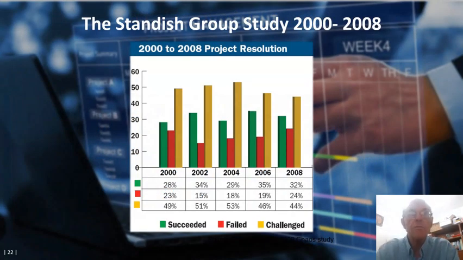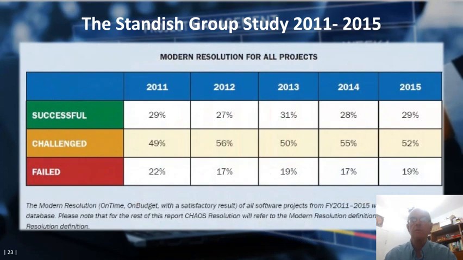The data collected by the Standish Group in the following years shows some improvement as the percentage of successful projects increased, and the percentage of failed or prematurely terminated projects decreased, but the percentage of challenged projects remained about 50%.